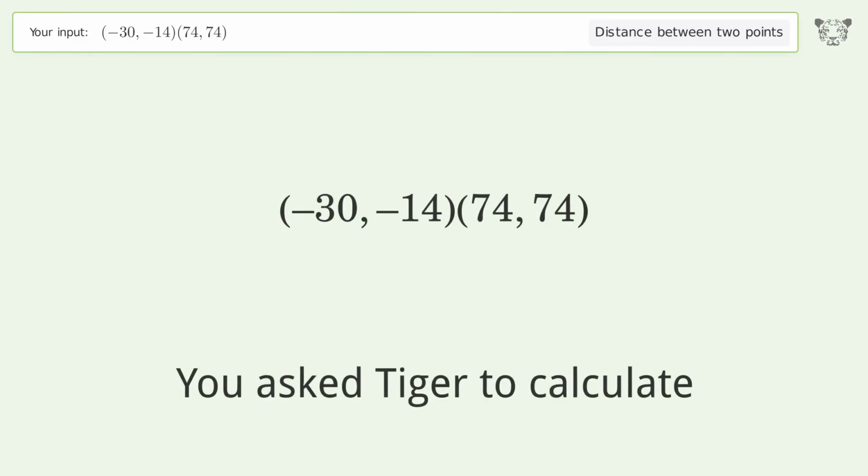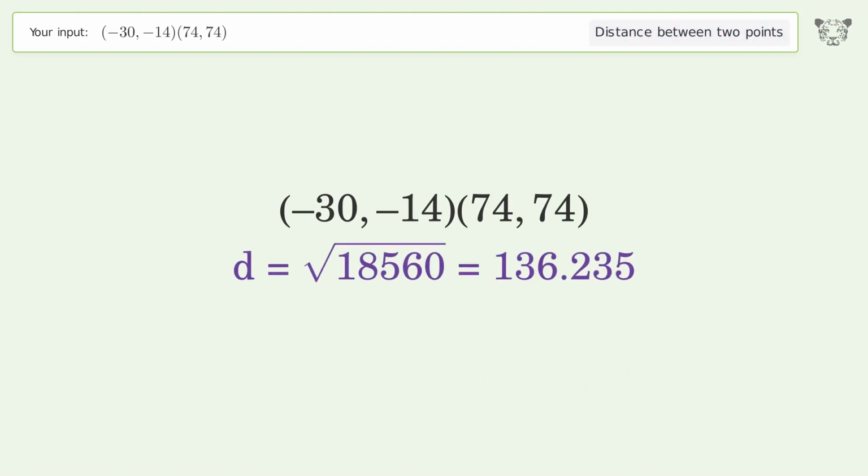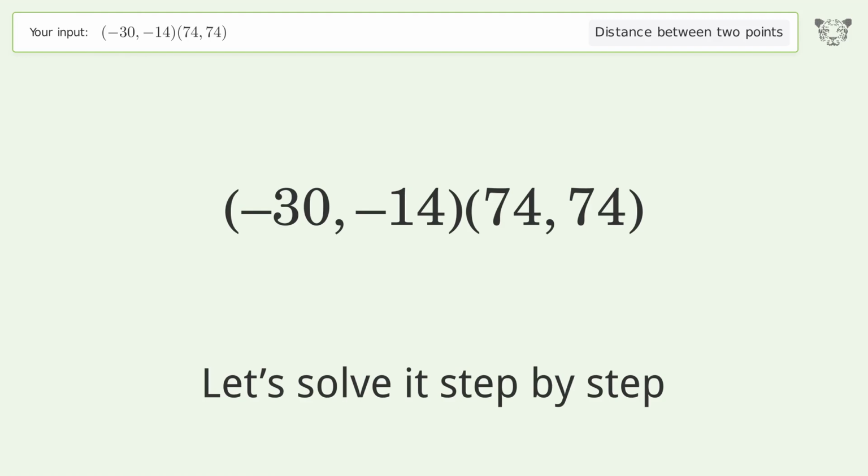You ask Tiger to calculate. This deals with the distance between 2 points. The distance between the 2 points is the square root of 18,560, or 136.235. Let's solve it step by step.